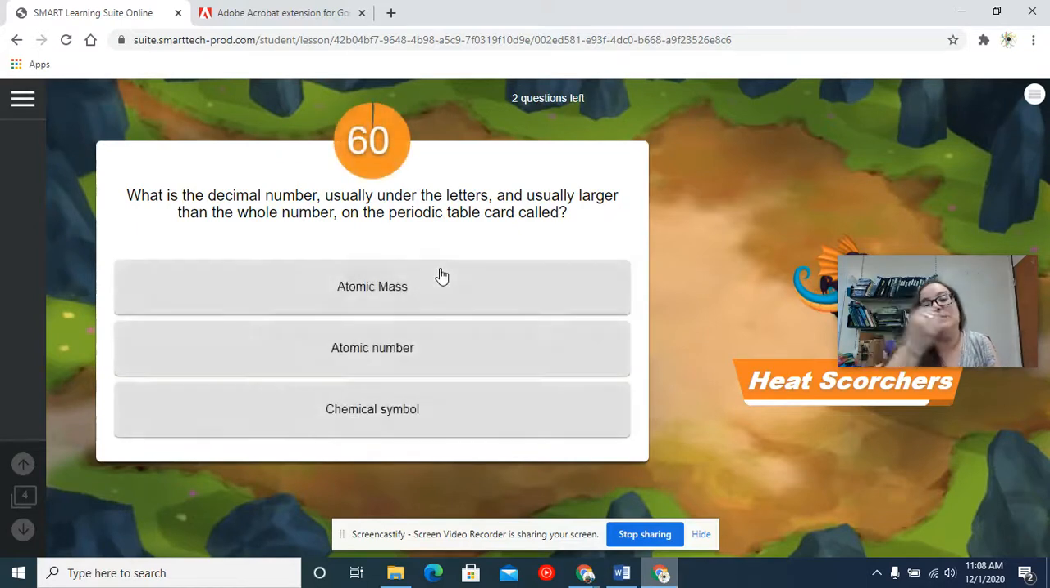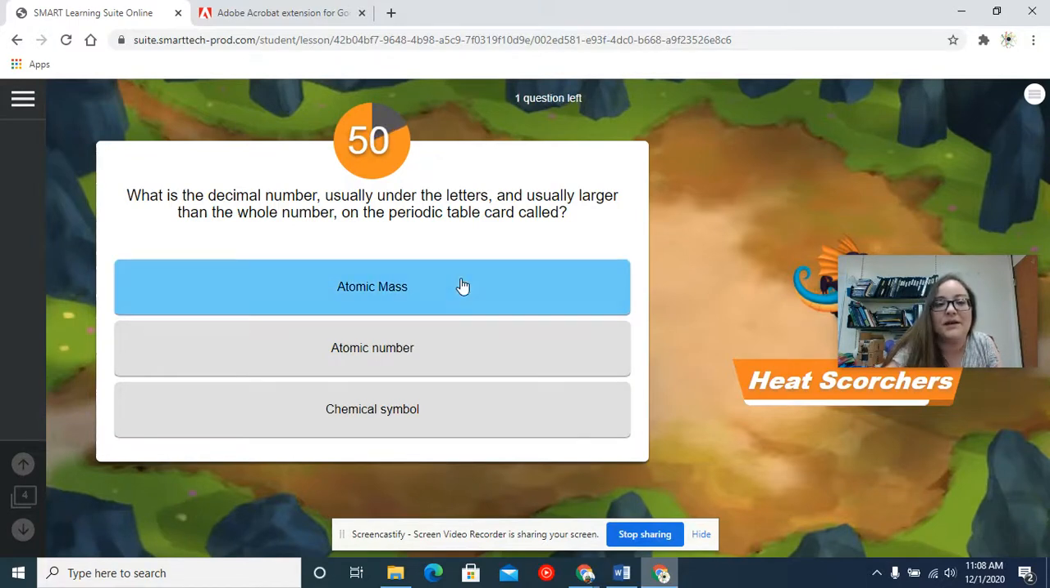What is the decimal number? Usually under the letters, usually larger than the whole number on the periodic table. So the whole number is the atomic number. The decimal number is the atomic mass.